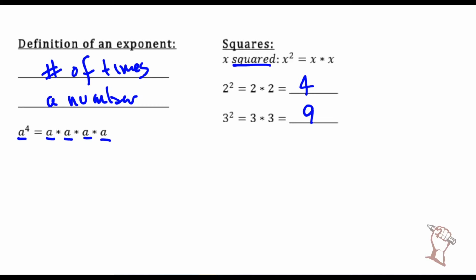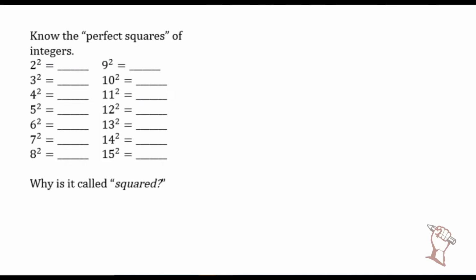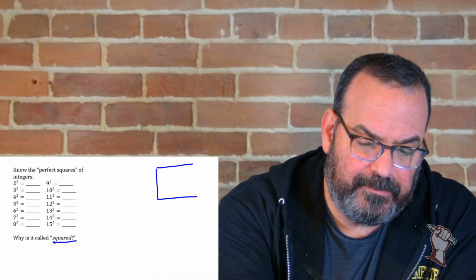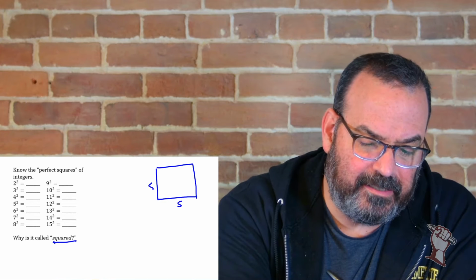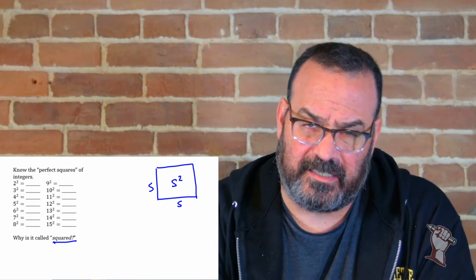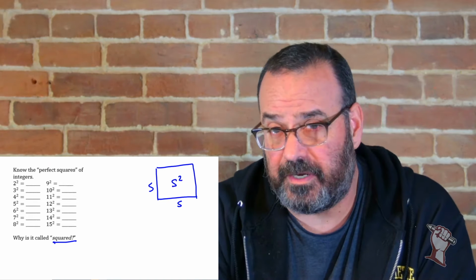Why do we call it squared? Is that on my next one? Yeah. Here we have the question. Why do we call it squared? Because it's the area of a square. Side times side. The area is side squared. You never say side to the second power. You always say side squared.